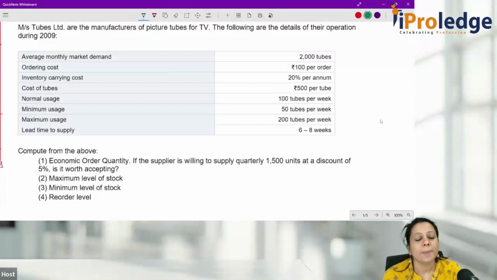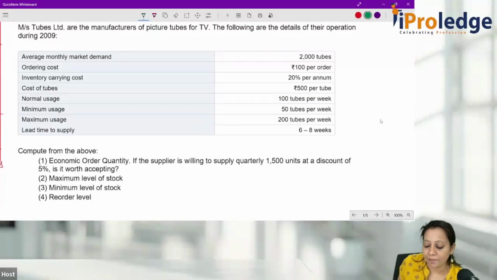Now Messrs. Tubes Limited has given the following information. Average monthly demand is there. Ordering cost, inventory carrying cost, cost of tubes, normal usage, minimum usage, maximum usage, lead time, everything is given. From the above, compute the economic order quantity if the supplier is willing to supply quarterly 1,500 units at a discount of 5%. Is it worth accepting? So first, we should find out the EOQ. Then, is this offer worth it?